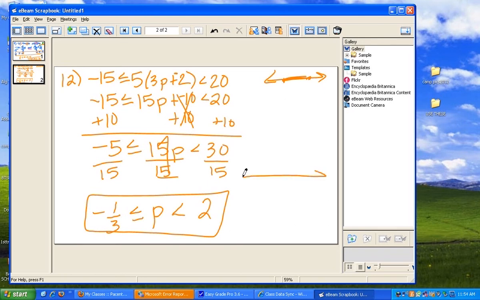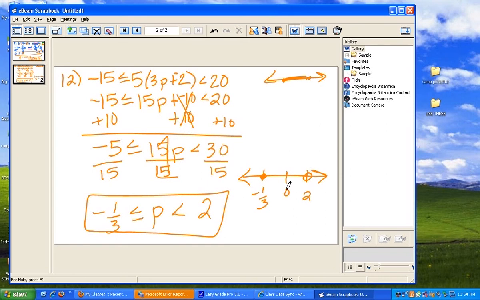So when I graph it, it should work out. So I have negative 1/3 as a point, and I have 2 as a point. Negative 1/3, what kind of dot? Closed. Positive 2? Open. And test a point. What falls in between negative 1/3 and 2? Give me a number, like a 0, okay, or a 1.